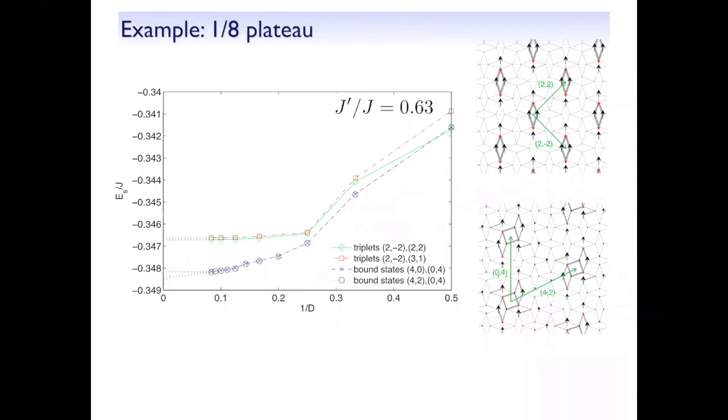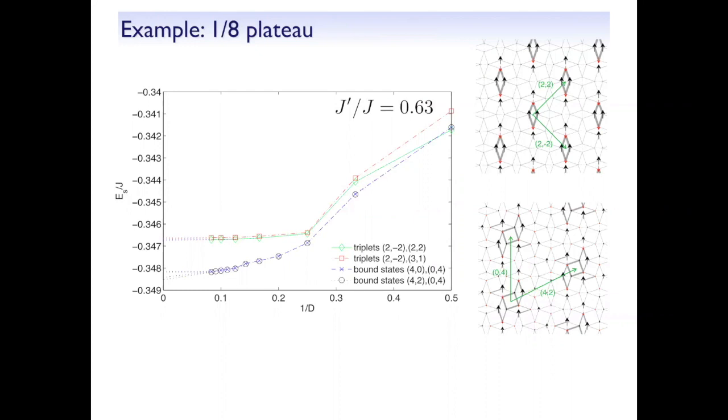So here you see the energy per site as a function of 1 over the bond dimension. You see how the variational energy is improved as we increase D. And now the two upper curves are the energy of a triplet crystal, and the two lower curves are the energies of two different bound state crystals.